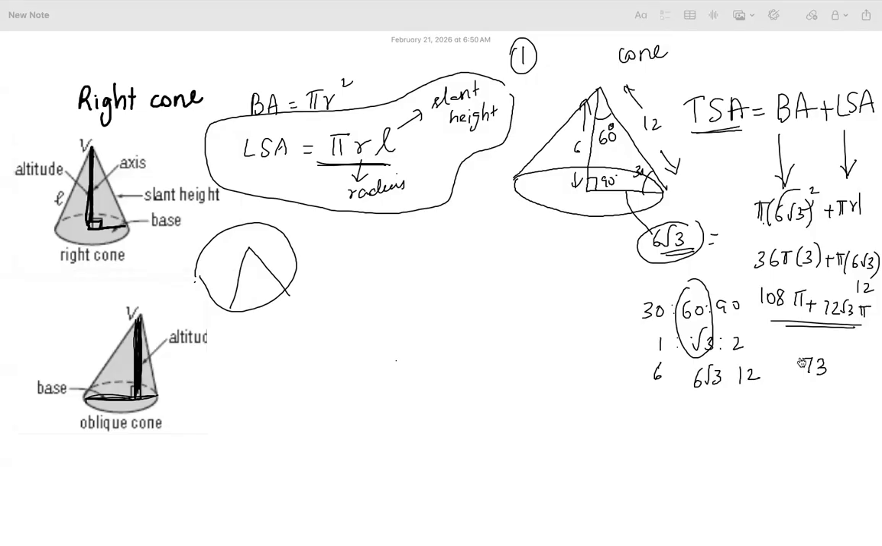Approximately you get 731.1. What is that? This is unit square. Since it is surface area, you'll answer it in unit square. Any questions? Vinisha, did you get that, ma? Yeah, I got it. Okay, can I move on?